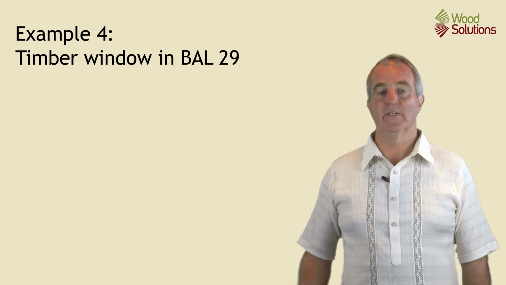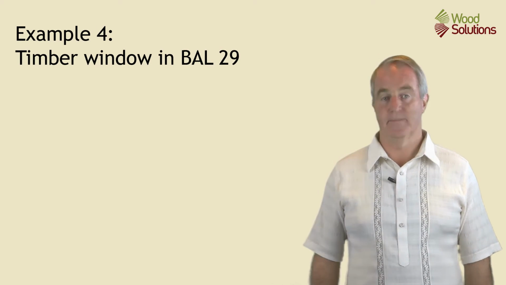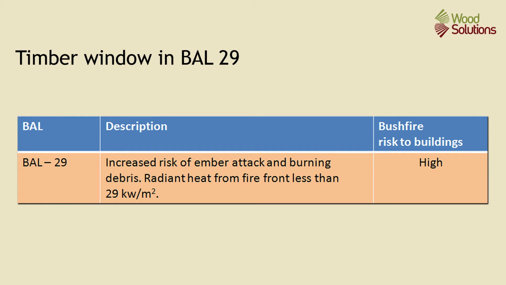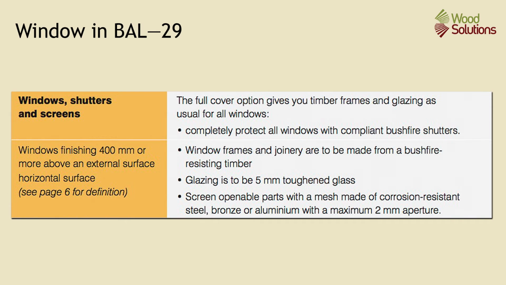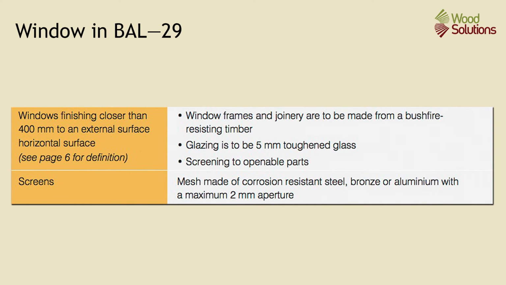The last example is for a timber window in a BAL 29 area. BAL 29 areas have an increased risk of ember attack and a high risk of building fires from bushfires. Naturally bushfire-resisting timbers and fire-retardant treated timbers are the only timbers to be used for exposed applications. In this BAL, timber can be used without restrictions for windows or doors if they are completely protected externally by a complying screen. As the screen protects the windows, they are not exposed. If the screens are not there to protect the timber, the windows or doors have to be a bushfire-resisting timber species. Glazing constraints also apply.